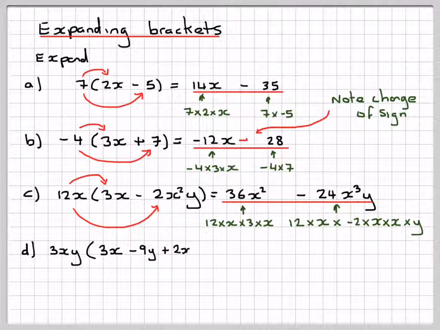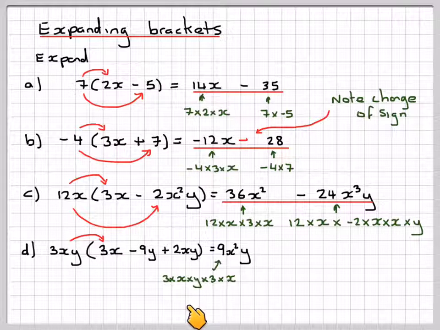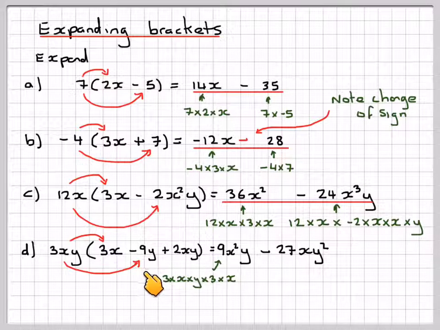D. This can now be expanded to like 3 terms if you wanted to. So we've got 3xy brackets 3x minus 9y plus 2xy. So that's going to give me 3xy times 3x, which is going to give me 3 times 3, x times x, which is x squared, y. So I get that by doing 3 times x times y times 3 times x, and then 3xy times minus 9y. So it's going to give me 3 times minus 9, which is minus 27, x, only one x, and then y times y, which gives me y squared.